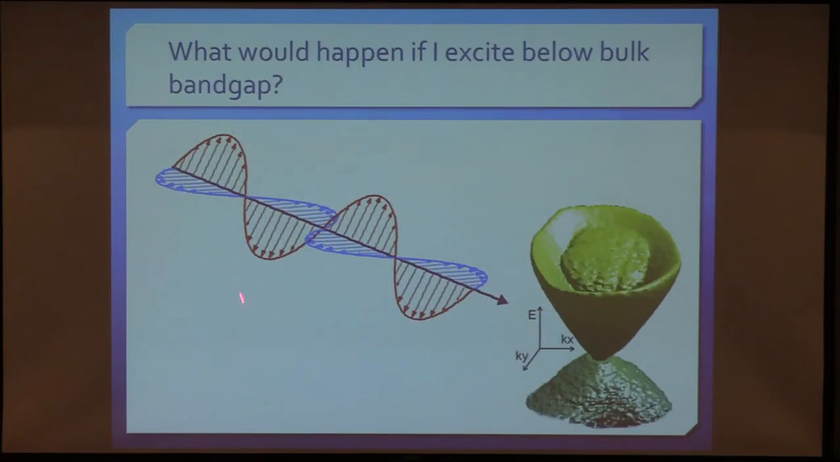So what happens if you shine light that doesn't have enough excitation energy? So after all, light is periodic electric and magnetic fields. What the electrons will do, they will feel a periodic potential. They will feel a periodic potential that's periodic in time. So what do the electrons do when they feel a periodic potential?